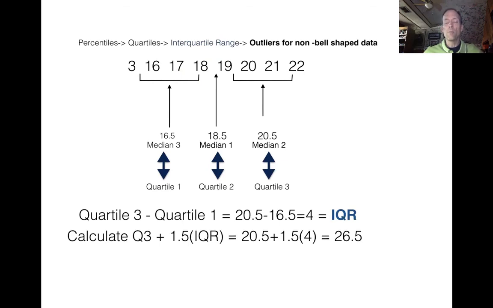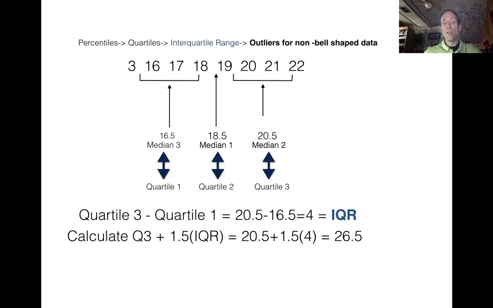Now what we're going to do is take quartile 3 and add 1.5 times the IQR. That's going to give us 26.5. And in case you're wondering, 1.5 is going to be constant. We're always going to use the value 1.5 in our formula.